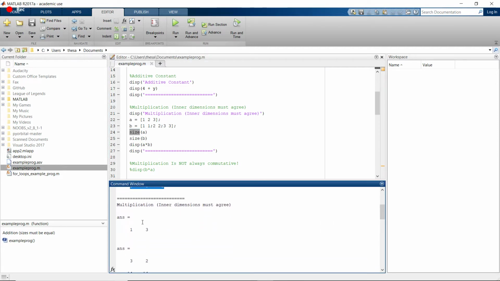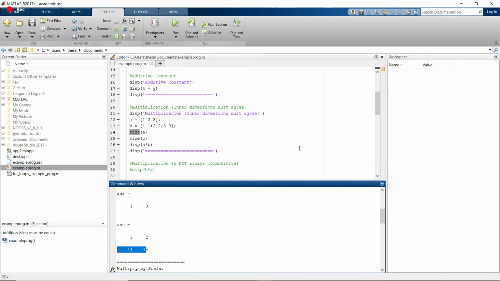So you can see the size of A is a 1 by 3, so 1 row, 3 columns, and then the size of B is a 3 by 2. But when we're multiplying the inner dimensions, A times B, well, they're equal. They're both 3. So we're able to successfully multiply these two matrices.